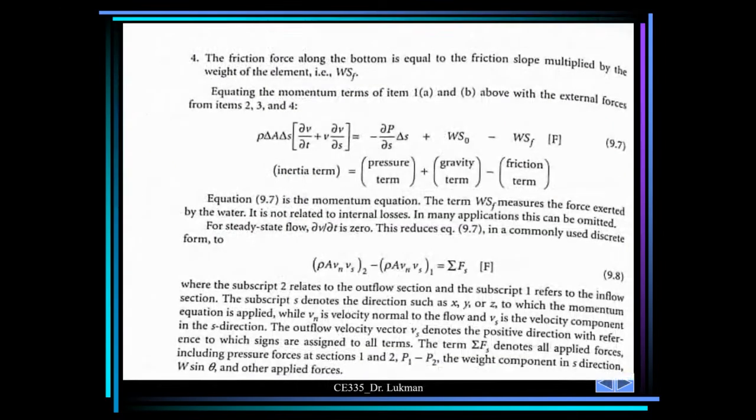Now we also evaluate the friction force. The friction force along the bottom is equal to the friction slope multiplied by the weight of the element, that is W S f.